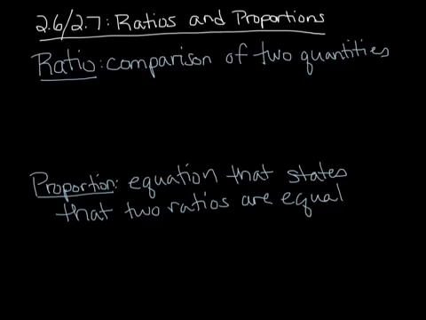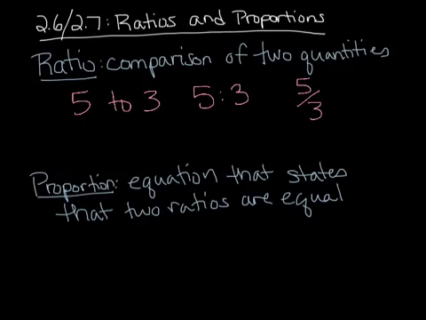So you often will see them written as something like 5 to 3. That's one way to write them. Or you'll sometimes see them with a colon in between, 5:3, which is still pronounced 5 to 3. Or you'll also see it as something like 5/3. So all of these are examples of different ways to write a ratio.